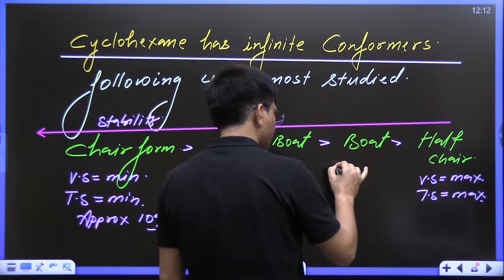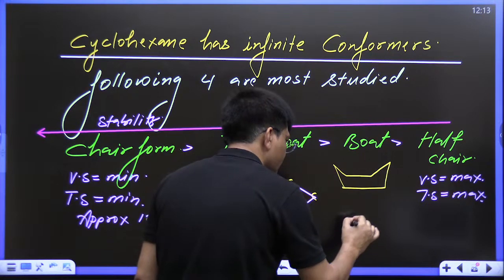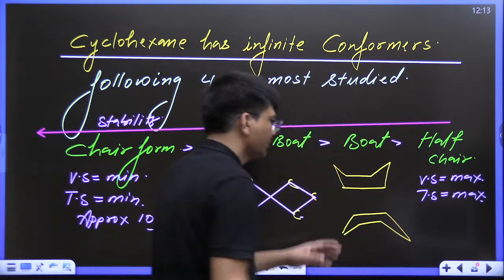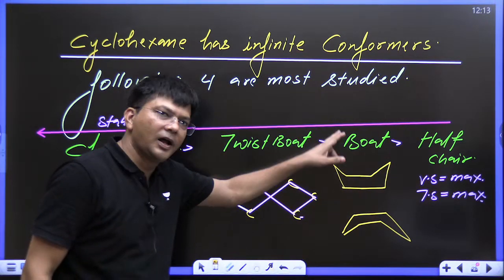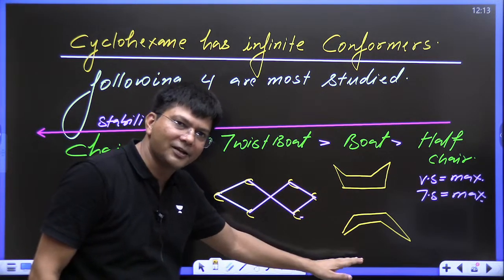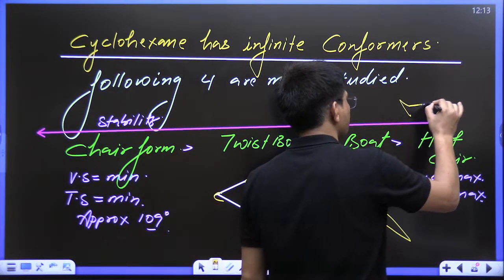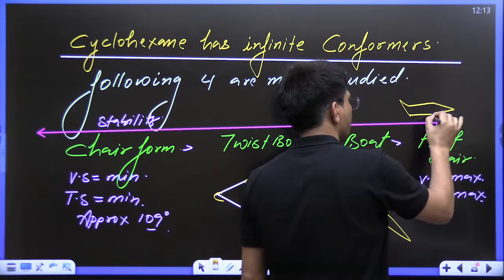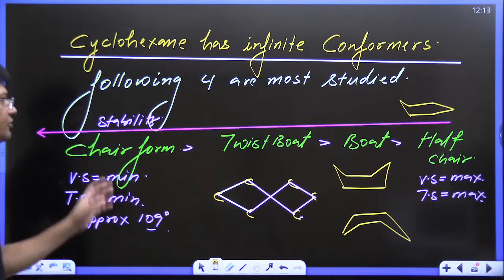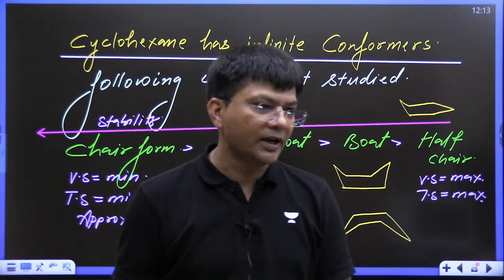This is your boat form. Whenever it is doing conformational isomerism, like a boat in the river, the people will go down. Right now people are up, the boat is down. When it does conformational isomerism, people will go inside the water. Half chair is like this. This is the half chair form. So this is conformational isomerism in cyclic forms. Are you able to understand? Do let me know, everyone.